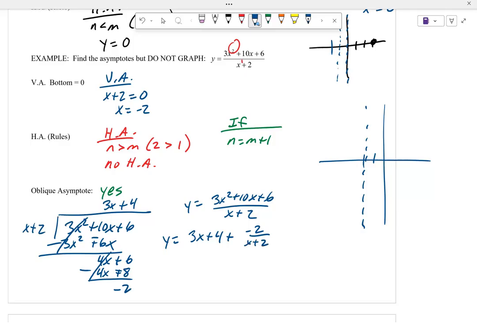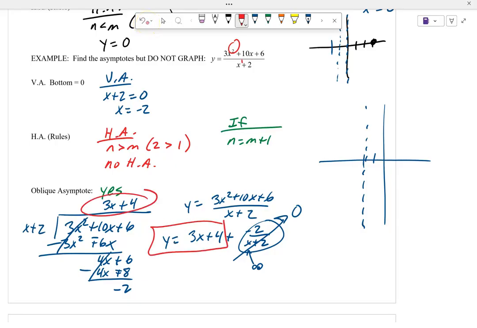Now notice as x shoots to infinity, this part's going to go to 0, right? As x gets really large, it's like 2 over a huge, huge number. So this stuff is going to go to 0 because the denominator becomes hugely large, increasing in magnitude. And so what you're left with right there is your oblique asymptote. It's that quotient that you get, the line y equals 3x plus 4.